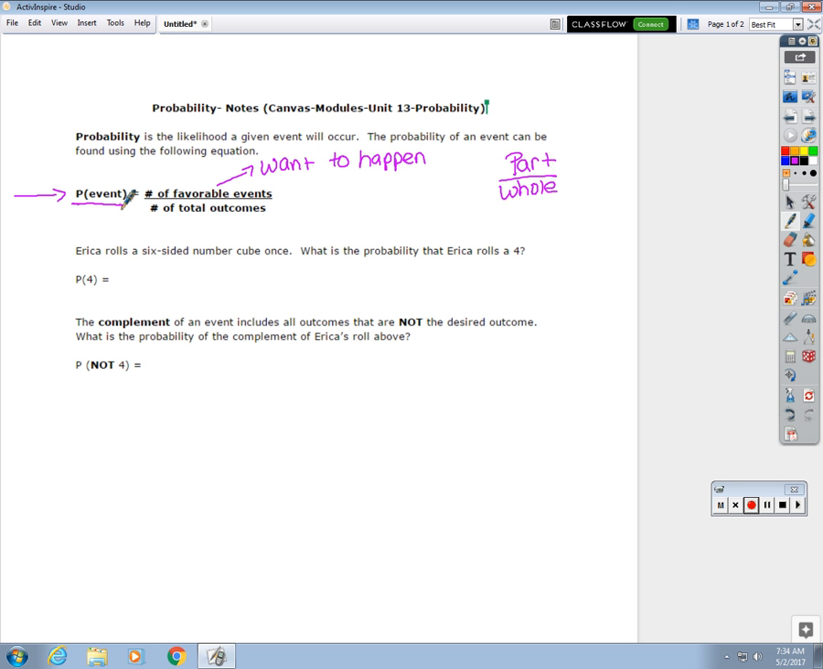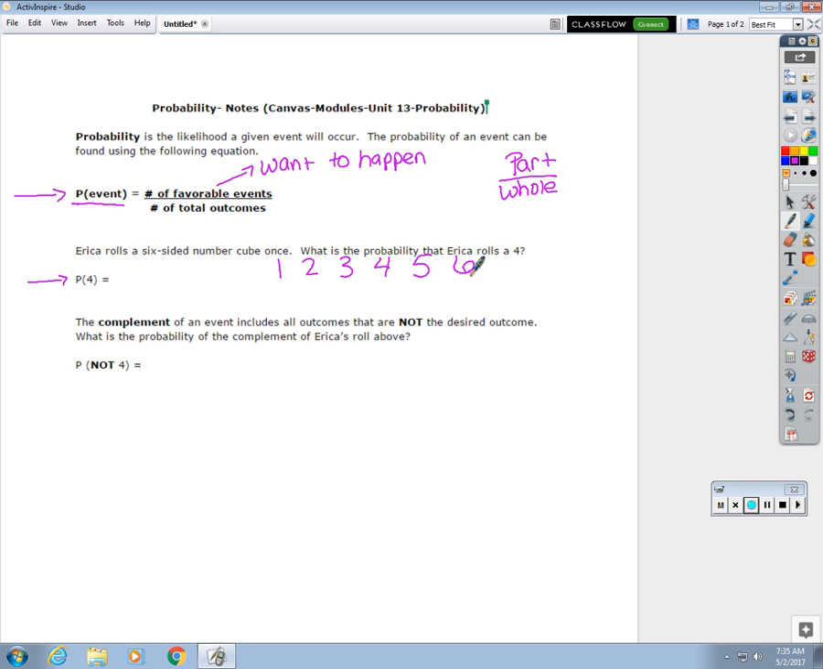Erica rolls a 6-sided number cube. What is the probability that Erica rolls a 4? If you look right here, we have P, and then in parentheses we have a 4, because we want to see what is the likelihood that when she rolls that die, it will land with a 4 up. We'll think about a die for a second. It has 6 sides. Sides 1, 2, 3, 4, 5, and 6. There's 6 sides.